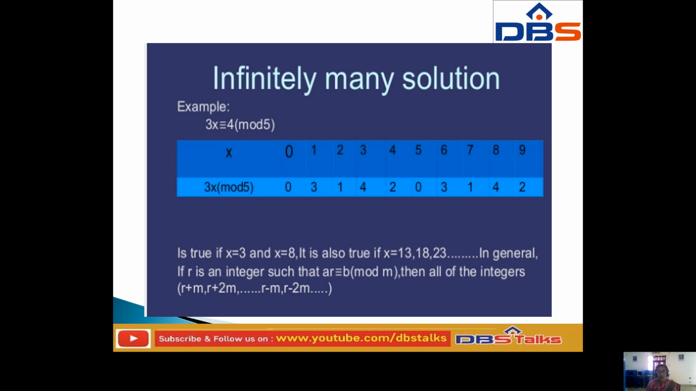For example, 3x is equal to 4 mod 5. That is, we have to perform the modulus operation between 3 and 5. That is, first we get 0 and 0, for 1 and 3, 2 and 1, 3 and 4, 4 and 2, 5 and 0, 6 and 3, 8 and 4, 9, up to just that. We are having possible combinations of the solutions. This is also another case.